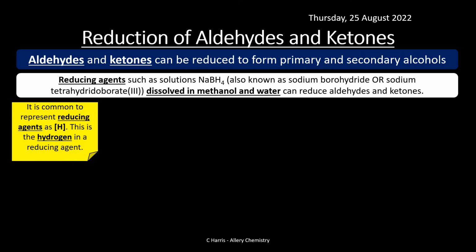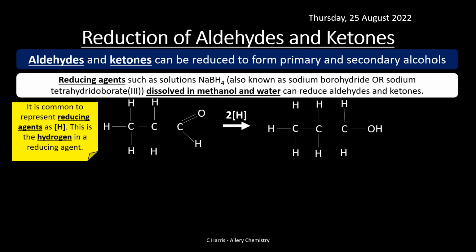So this should be relatively straightforward because it's basically just going backwards. Reducing agents are normally symbolized with an H in square brackets, whereas oxidizing agents normally have an O in square brackets. So the H is obviously the hydrogen in the reducing agent. That's what it's trying to symbolize. So if we start with an aldehyde first, there's your aldehyde, and it's obviously got the carbonyl group in there. Reacting that with the reducing agent will form your primary alcohol.